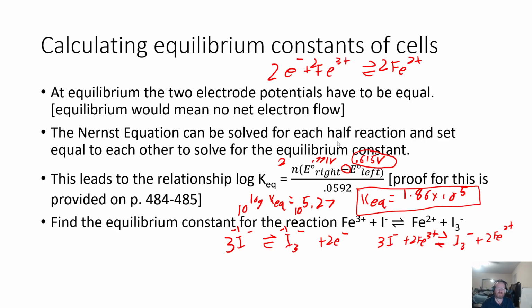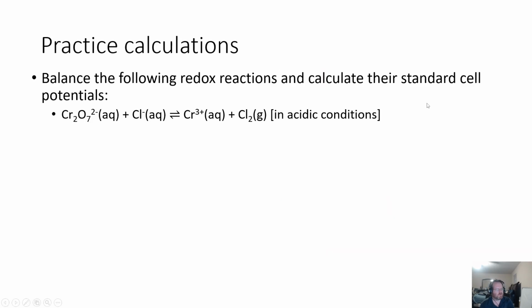Now I've got 2 other problems I want to solve for things we did in class. So we're going to do some practice calculations. First, I'm going to take a reaction, balance it, and then calculate its standard cell potential. So let's break this up. First I'll do the chlorine minus part. We can do that first.